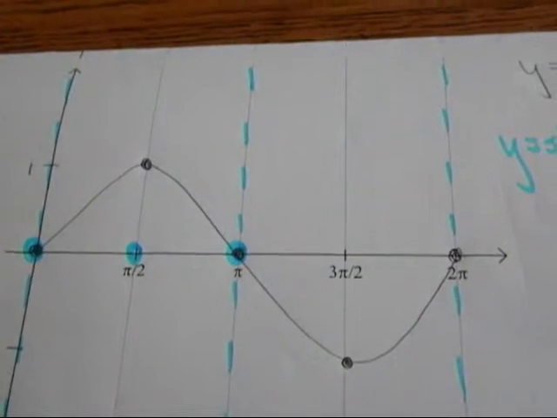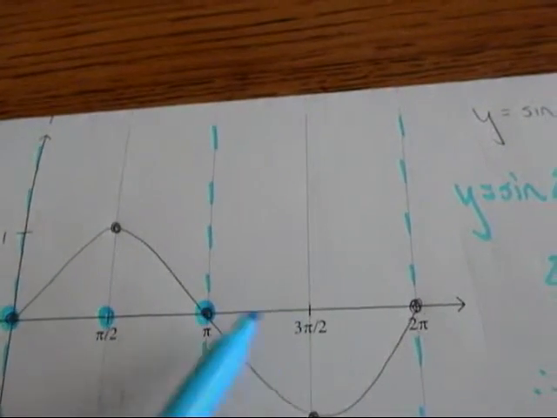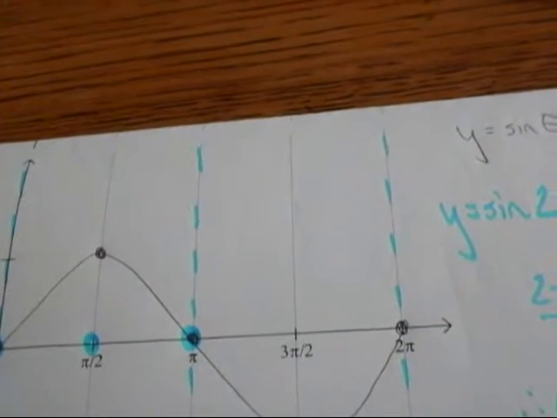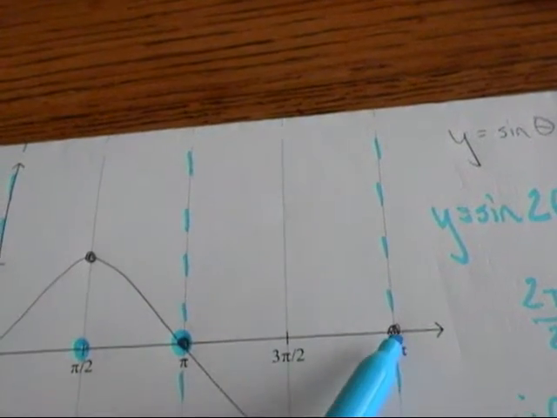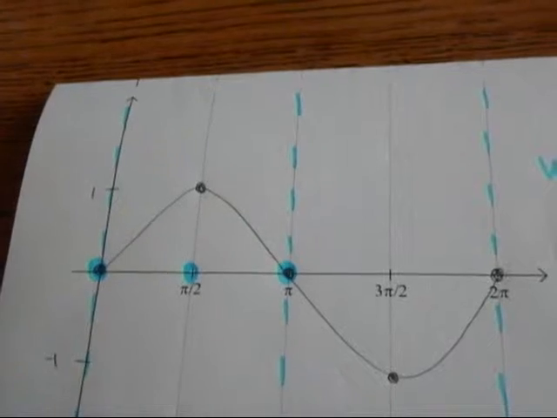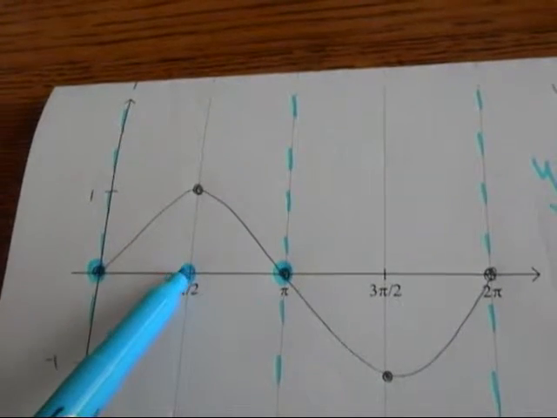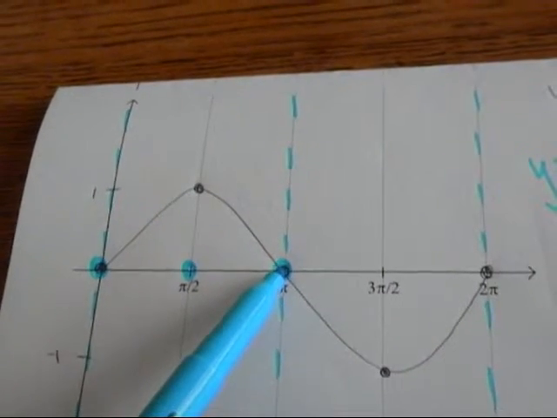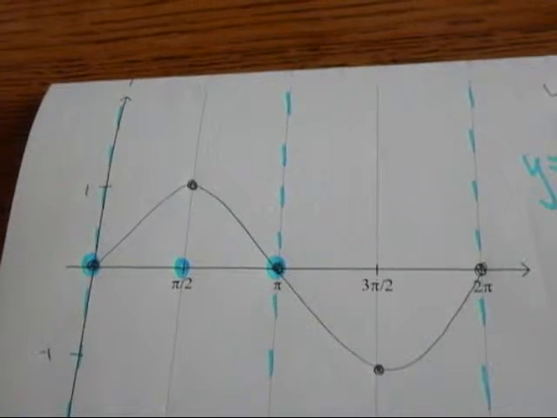First thing I like to do is take my original values of 0. Notice that they were the first, third, and fifth points on my parent function. Well, that means they need to be my first, third, and fifth points of my child function.